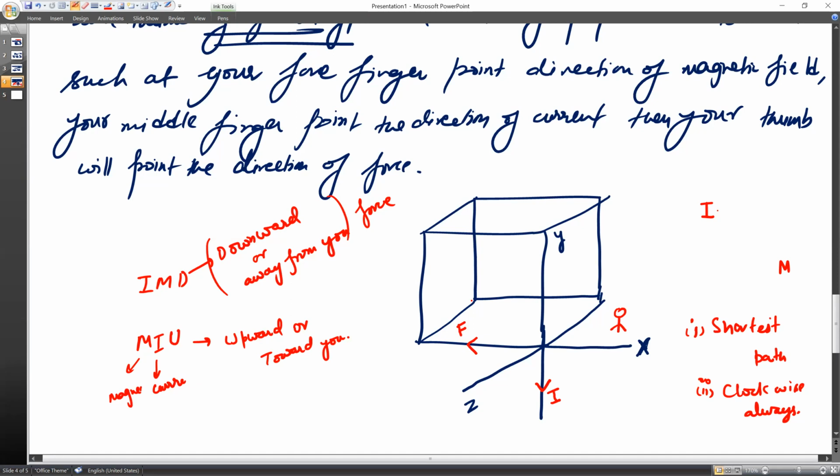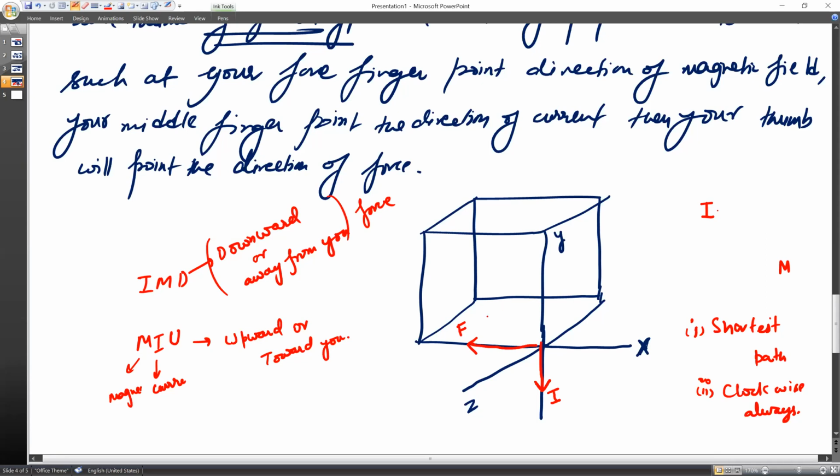Are you getting my point? Sir, can you explain that again? Yeah. For example, I'm saying that the force is in this direction and I is this one, and the magnetic field is being asked now. Now, imagine where you are standing yourself. It's your choice. Where do you want to stand yourself?